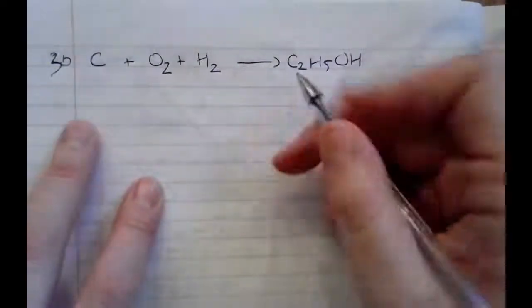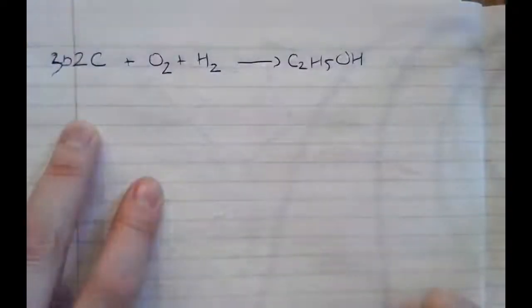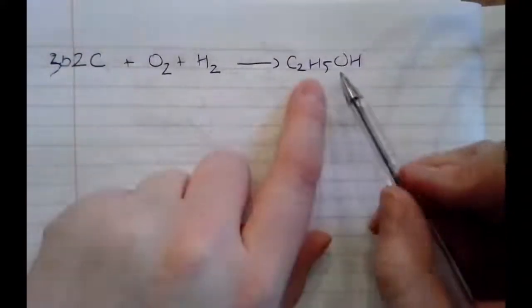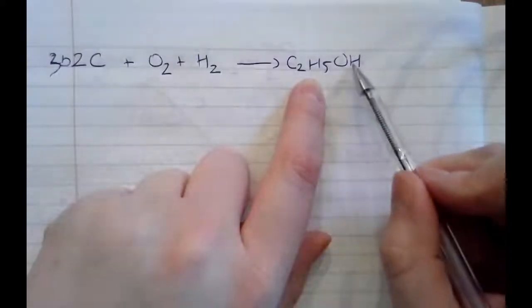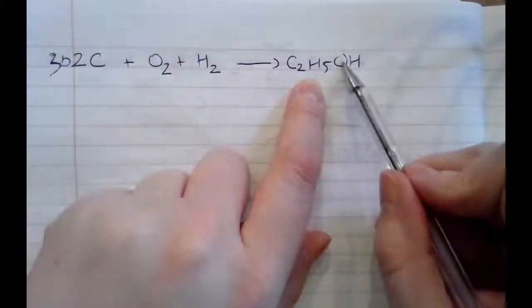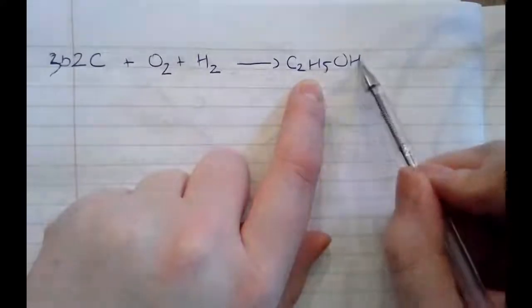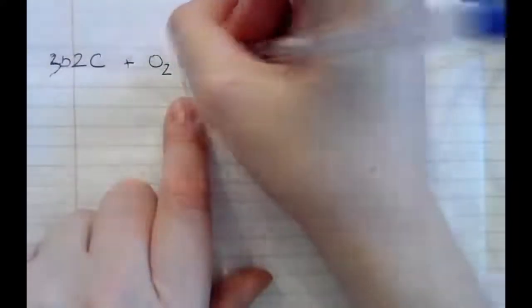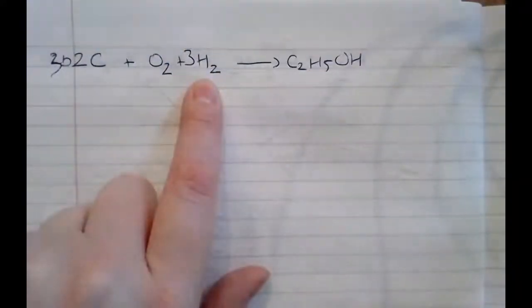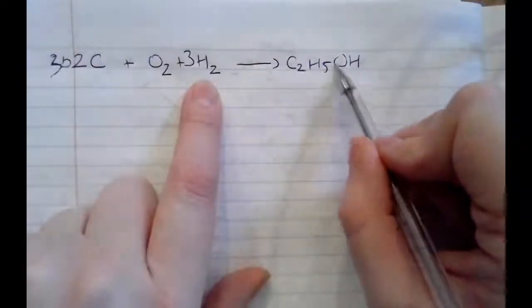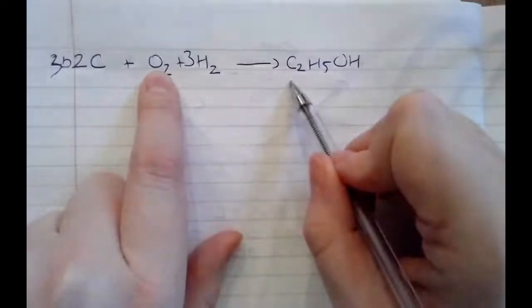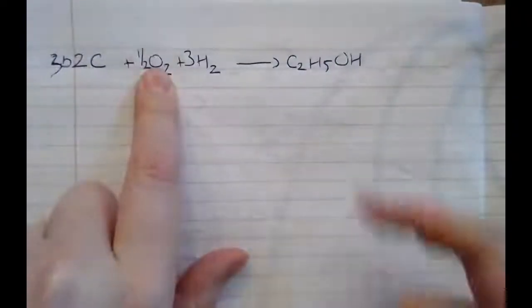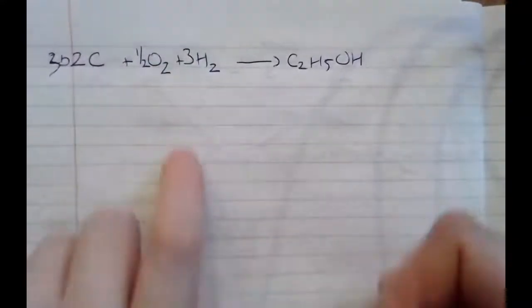I've got 2 carbons on the right, so a big 2 there balances that. In terms of your hydrogens, make sure you're counting this properly. I've got 5 there and 1 there. Alcohols are commonly written with this hydrogen on the end, but you still just count them, so 5 plus 1 is 6. So I need a big 3 in front of the H2 to give me 6 on each side. I've got 1 oxygen here and I've got 2 here. So again, I can't put any number on the right-hand side, so I need to put a half in front of the O2 to give me 1 on the left and 1 on the right. So there's my balanced equation.